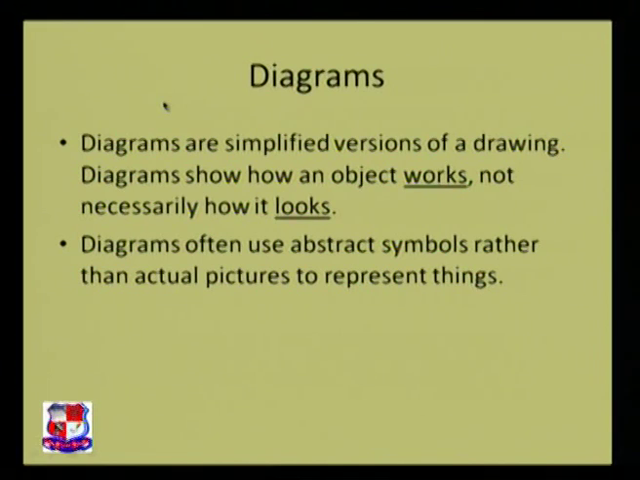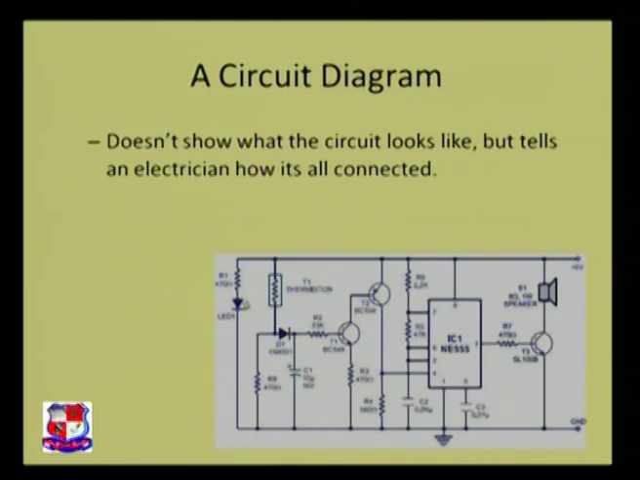Now there are some sorts of diagrams. Diagrams are simplified versions of the drawing. A diagram shows how an object works, but it does not necessarily look like the object. Diagrams often use abstract symbols rather than actual pictures to represent things.